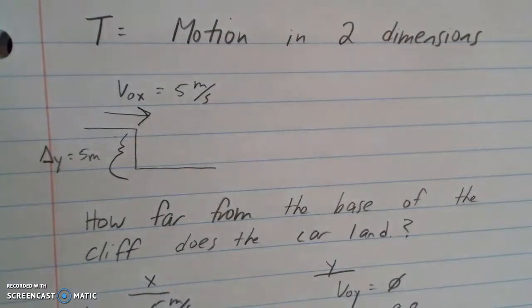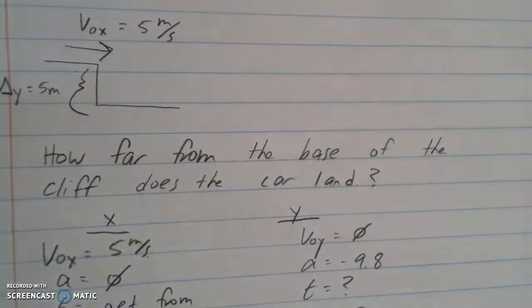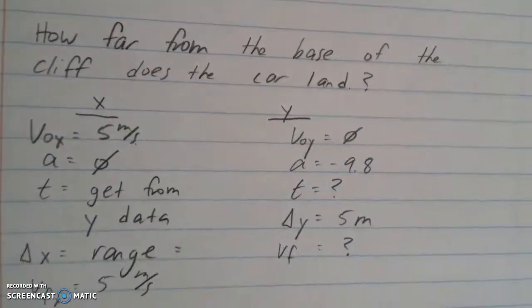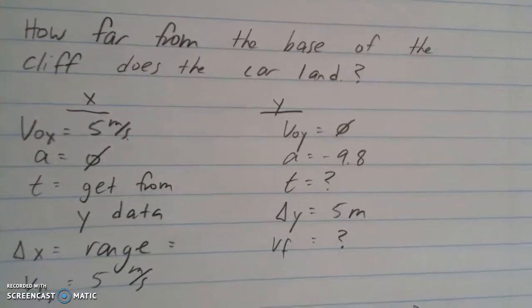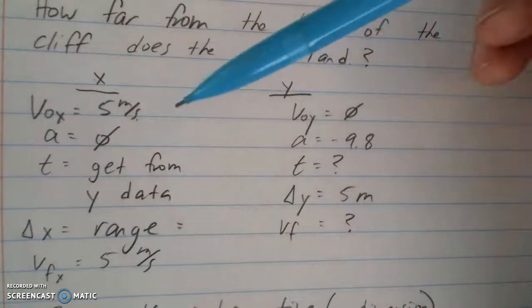In this case, we're going to imagine it's a car driving off the edge of a 5-meter high cliff, and the car is going pretty slowly, only 5 meters per second, and we want to know how far from the base of the cliff the car lands. So to approach a problem like this, I like to use the strategy where we list our kinematic variables in both dimensions. So let's start here in the x dimension.